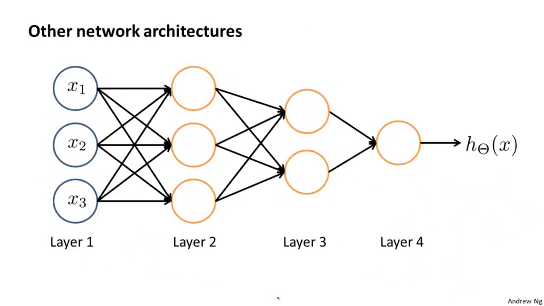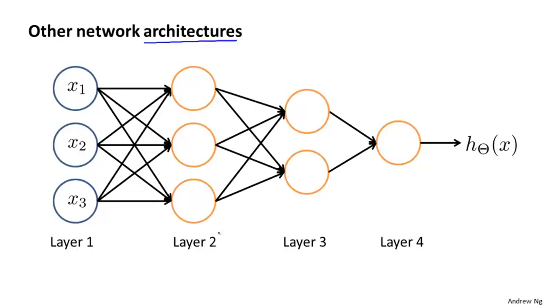But just to point out, you can have neural networks with other types of diagrams as well. And the way that neural networks are connected is called the architecture. So the term architecture refers to how the different neurons are connected to each other. This is an example of a different neural network architecture.